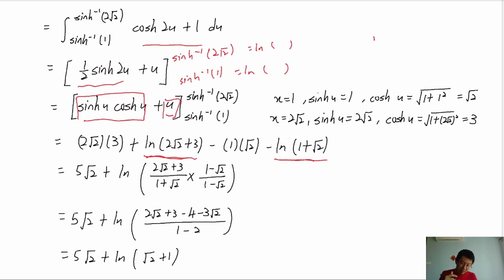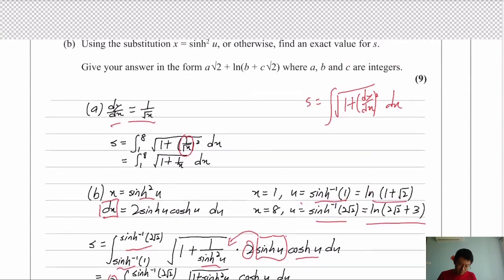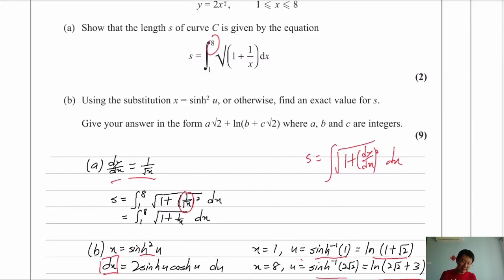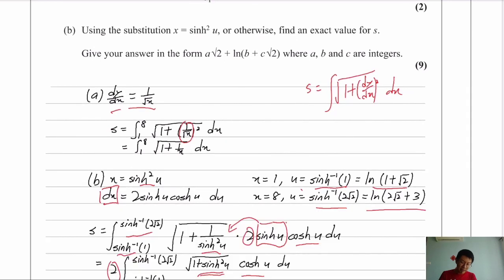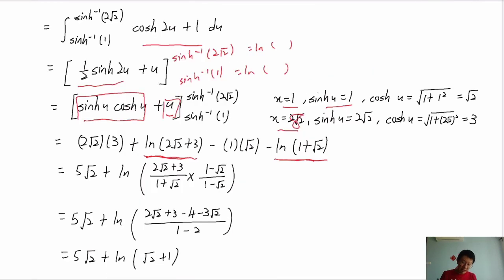So what happens is that before this, we have the substitution, which is x equals sinh squared u. So when we actually have the values, we have got x equals 1, and then sinh u equals 1, because sinh squared u is 1, so sinh u is 1. When x is equals to 8, sorry, this is 8, the sinh u is equals to 2 root 2.